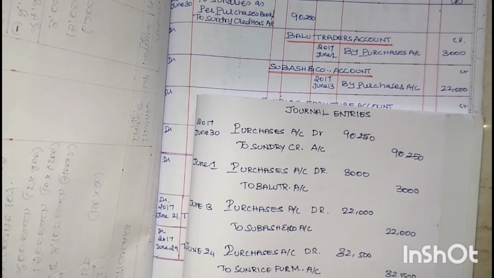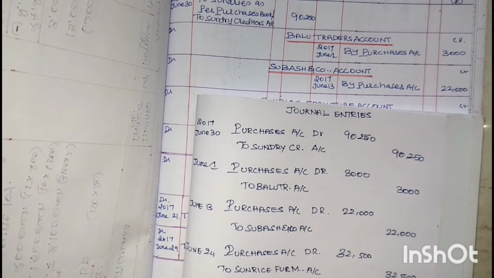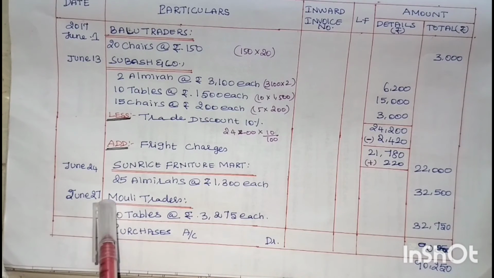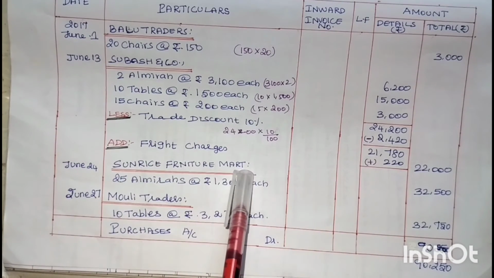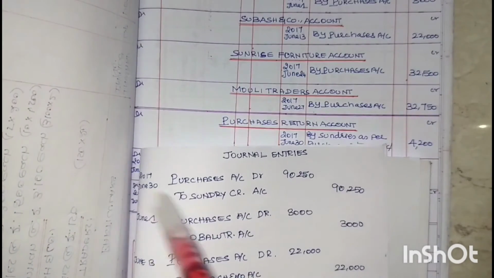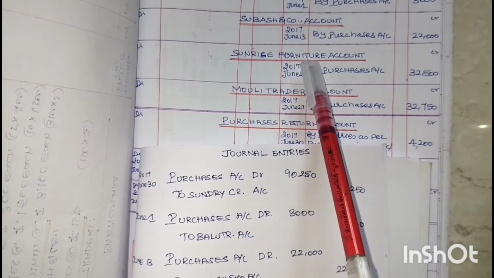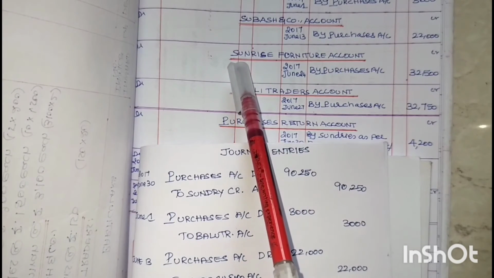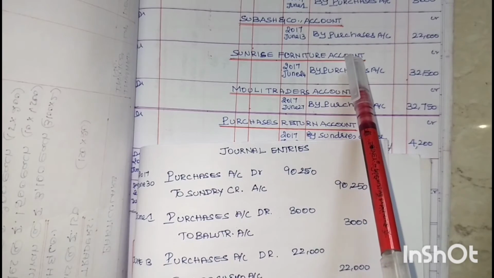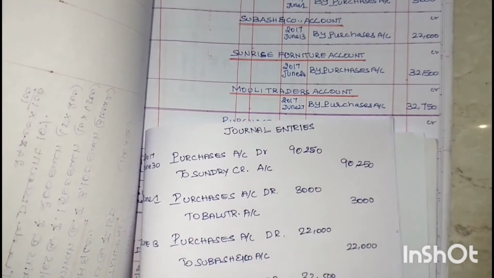22,000. We posted the Subhash and Co account on the ledger account. What is the respective account we are going to post into the ledger account? That is Sunrise Furniture Mart. The name of the account we have to enter on the top middle of the ledger account. So we write Sunrise Furniture Mart account on the top middle of the ledger account.